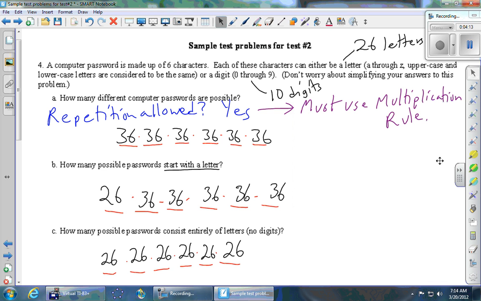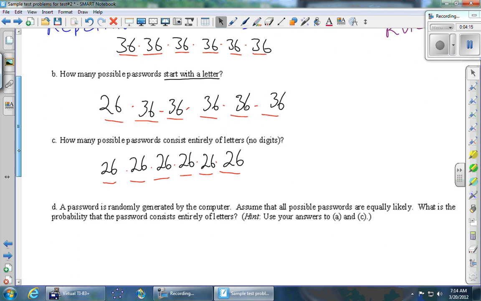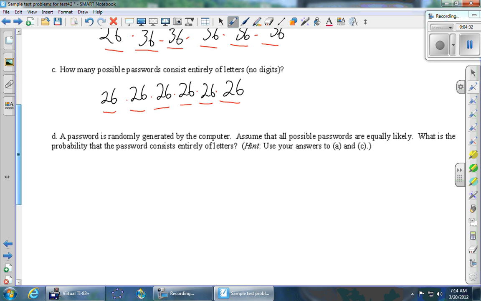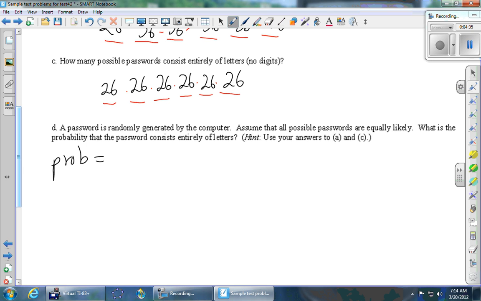And then finally, part D. A password is randomly generated by the computer. Assume that all possible passwords are equally likely. What is the probability that the password consists entirely of letters? Okay, so let's write down our definition of probability in English, and then we'll fill in the numbers. So we know that the probability of something happening is a fraction. It's the number of ways the thing can happen divided by the number of ways anything can happen. So it's the number of passwords of some flavor up on top divided by the number of total passwords on the bottom.